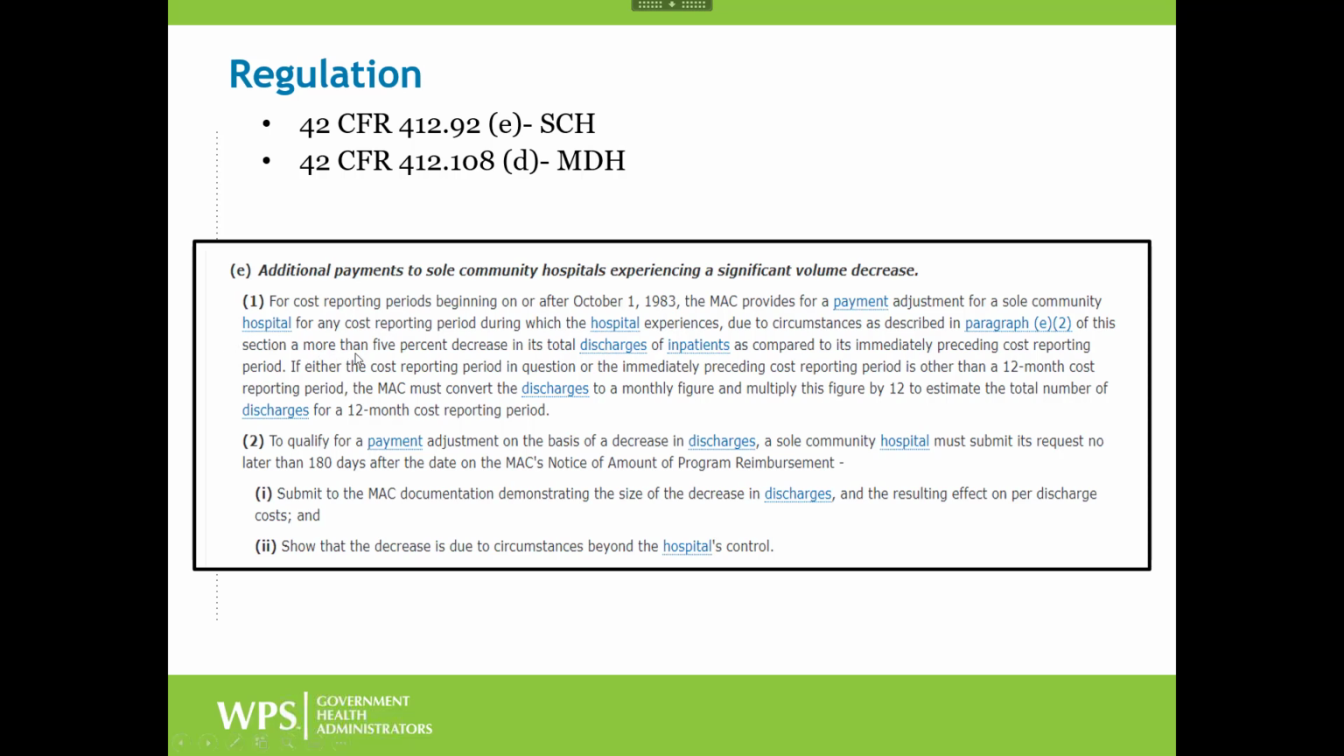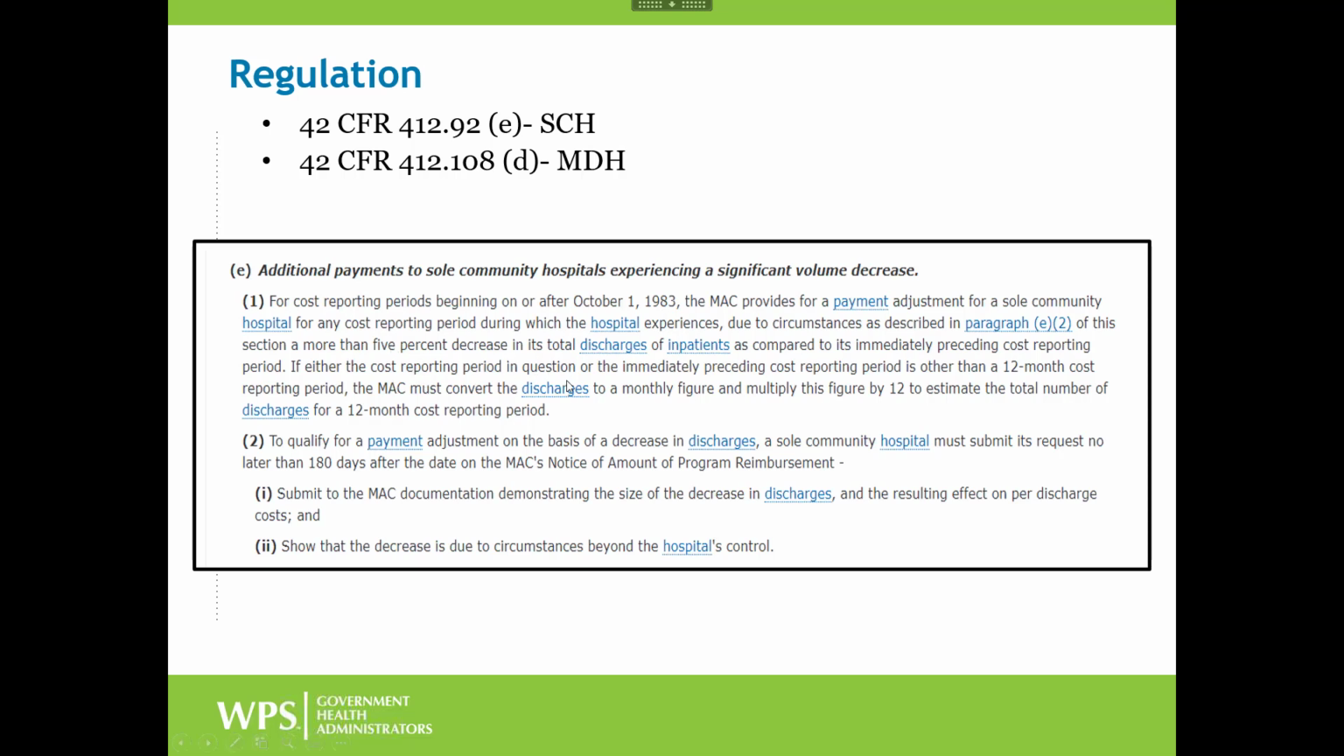The one thing I want to mention here right away is this verbiage, more than 5%. That means that you can't round. It has to be more than 5%. So 5.001 would work. 4.99999 would not work. More than 5%. So it exceeds 5%. 5.00000 would not work either.